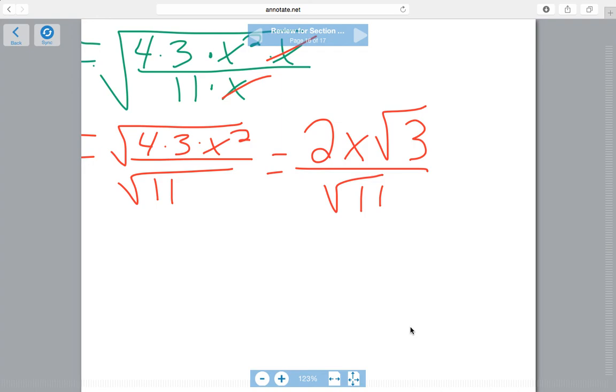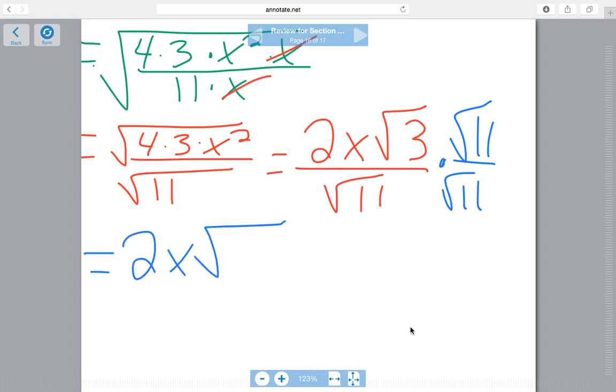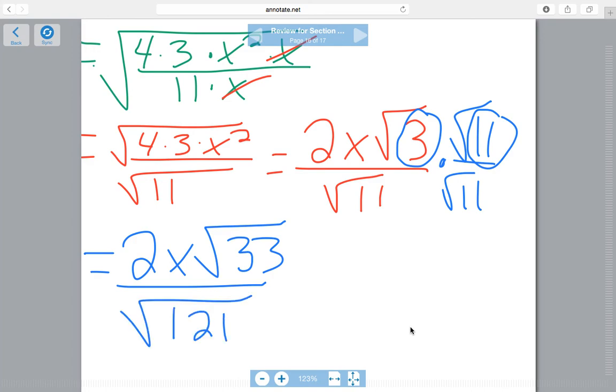So I tried to make these examples a little bit harder, that way you'd be prepared and you would feel confident going into the test. So for this, to get rid of this square root of 11, we're going to multiply by the square root of 11. So on top we have 2x times the square root of 3 times 11, which is 33, divided by the square root of 11 times the square root of 11, which is 121. But instead of going through that step, you can just write 11 if you want.